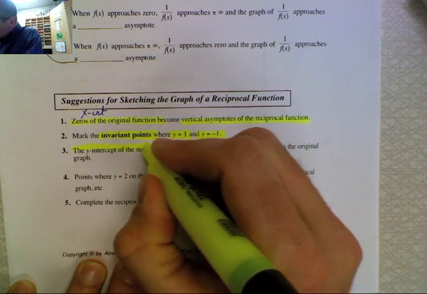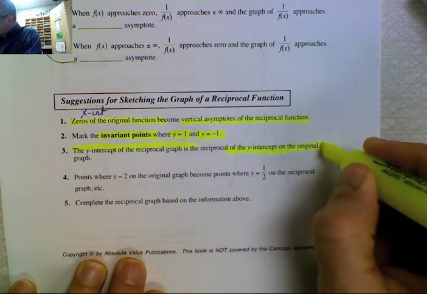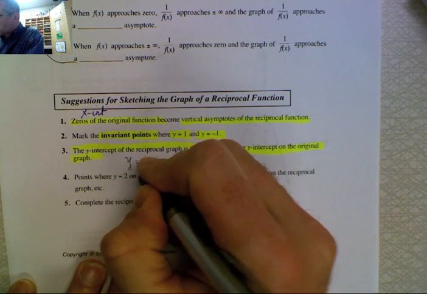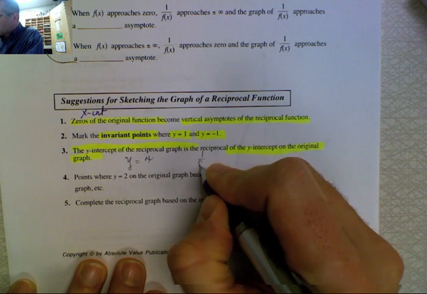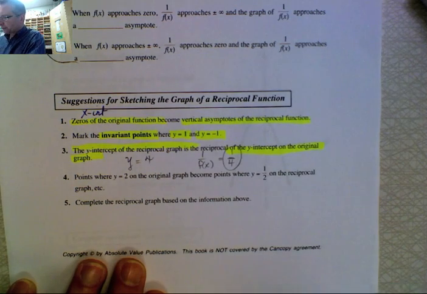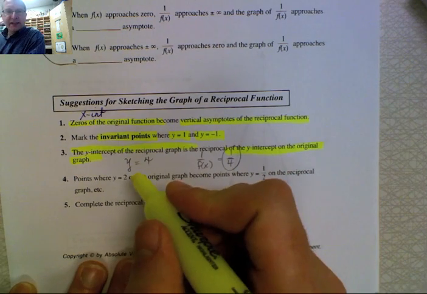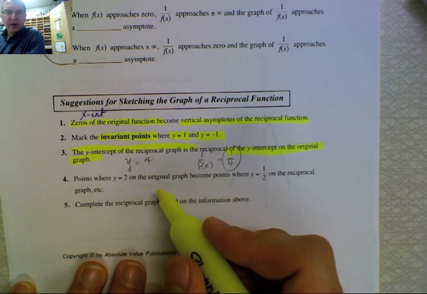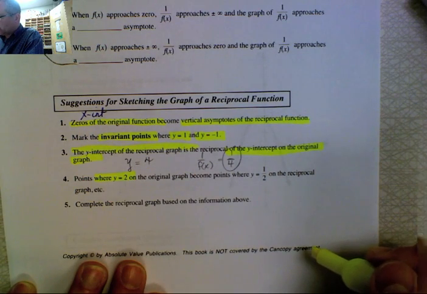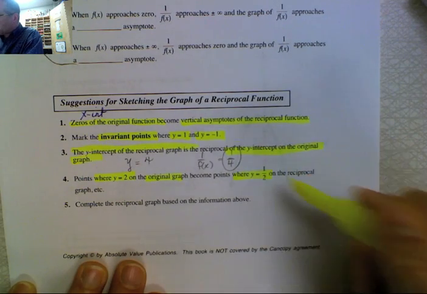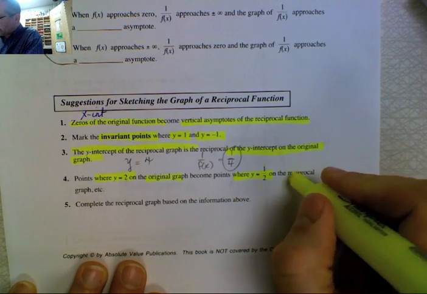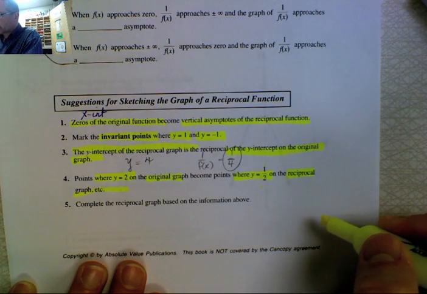The y-intercept of the reciprocal graph is the reciprocal of the y-intercept of the original. So if my y-intercept of my original graph was 4, then in my reciprocal function, my y-intercept is going to be 1/4. An example of how we come up with points on our reciprocal function: if we had a point where y had a value of 2 on our original graph, then that point's going to have a y value of 1/2. So we took 2 and wrote it underneath 1 to give us a point on our reciprocal graph.